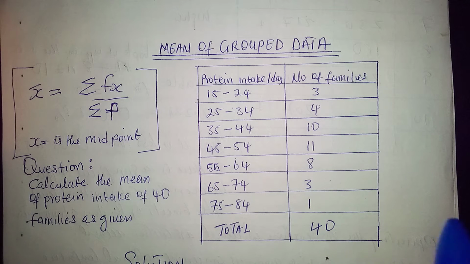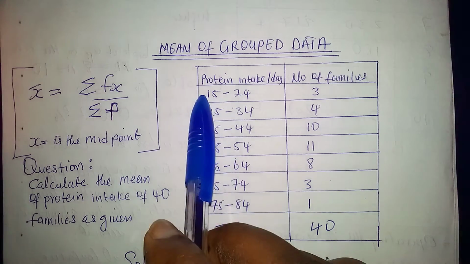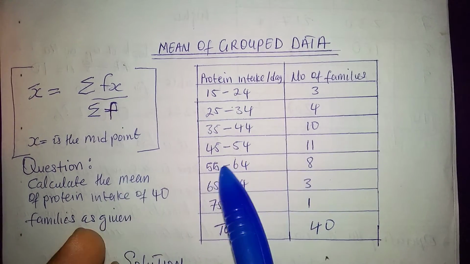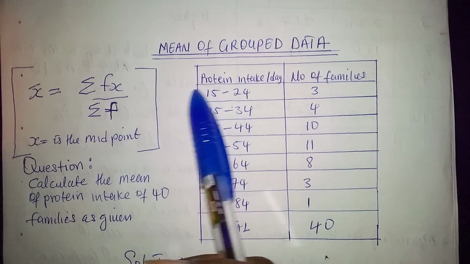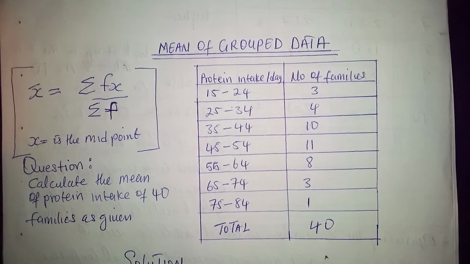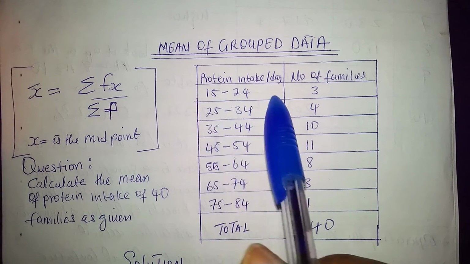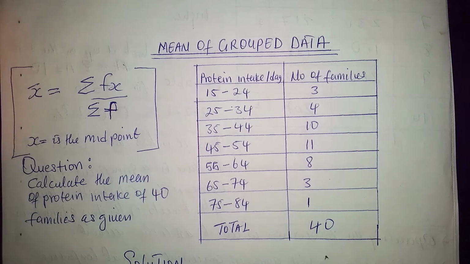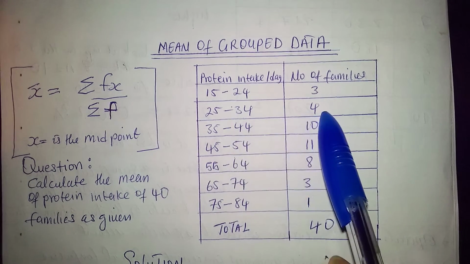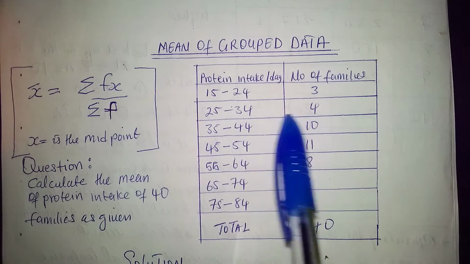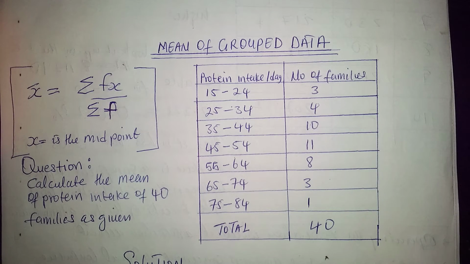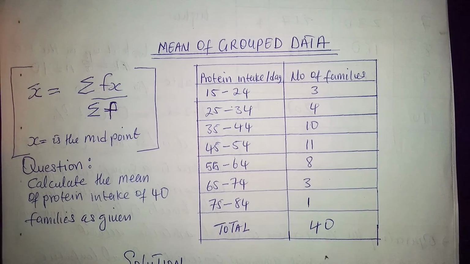So this data is grouped data because it has ranges, 15 to 24, 25 to 34. Because it's in this format, we have the lower class and the upper class. These are the frequencies, the number of families whose protein intake falls within the range of 15 to 24 is 3 families, whereas 4 families fall within the range of 25 to 34 protein intake daily. So this is how the research was conducted. This was the result. Now, how do we begin?